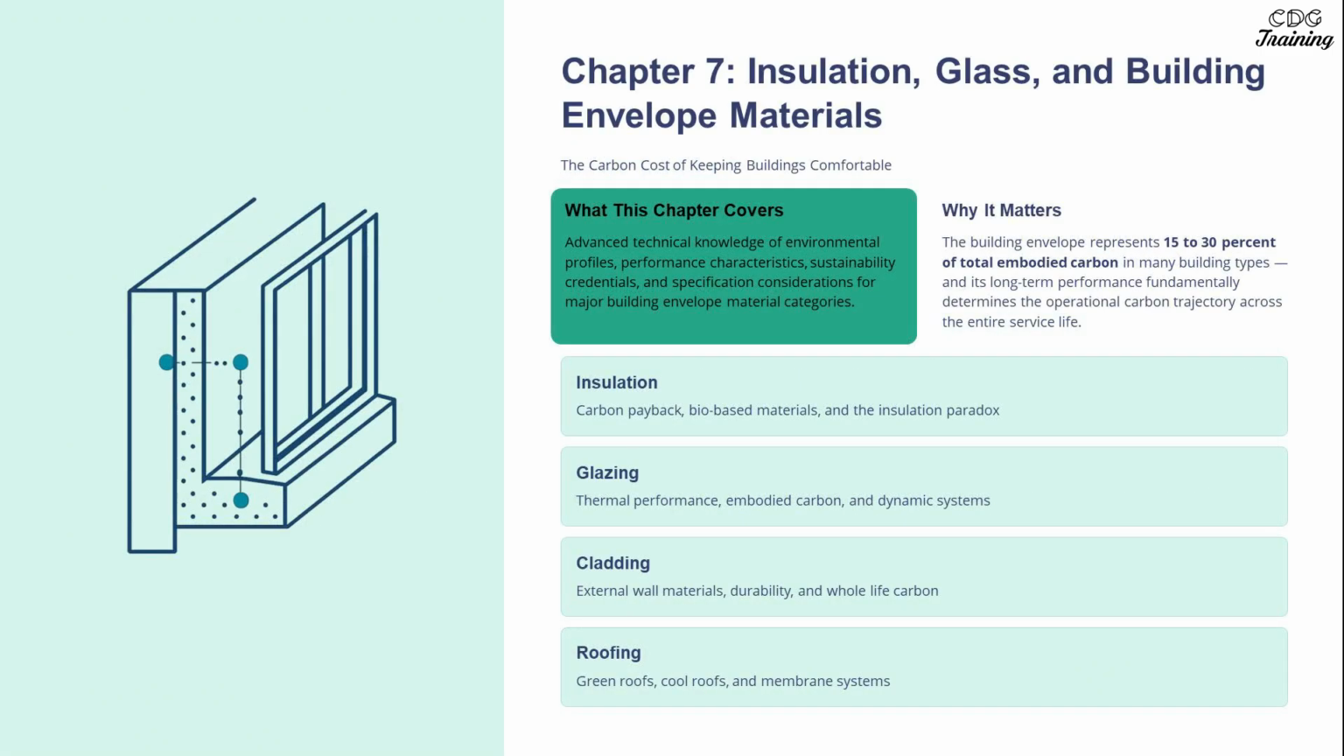In this chapter, we delve into the world of insulation, glass, and building envelope materials. These components are crucial for maintaining comfort in buildings while managing carbon costs. We'll cover topics like insulation, glazing, cladding, and roofing, highlighting their roles in energy efficiency and sustainability.